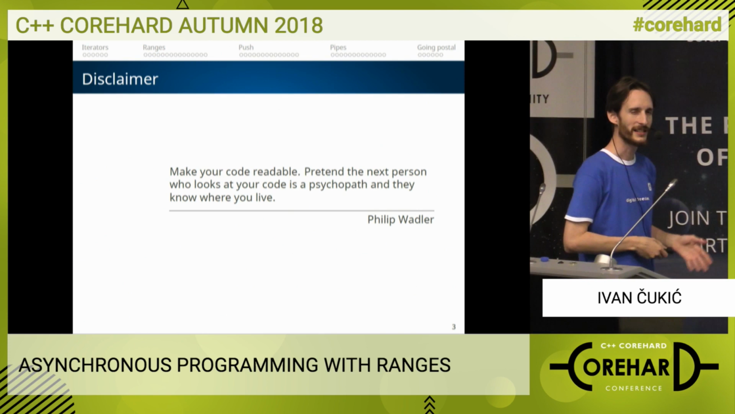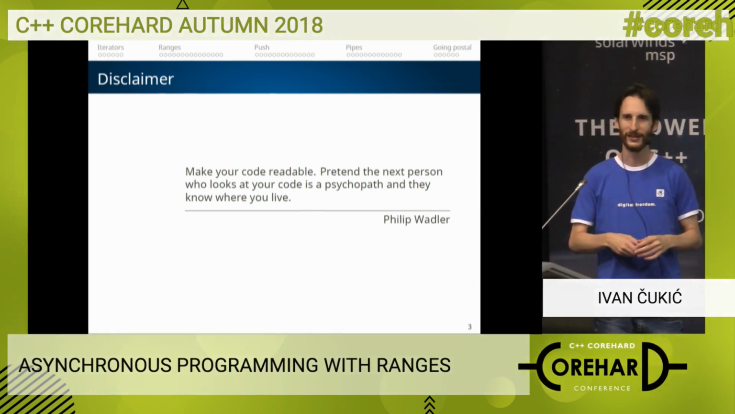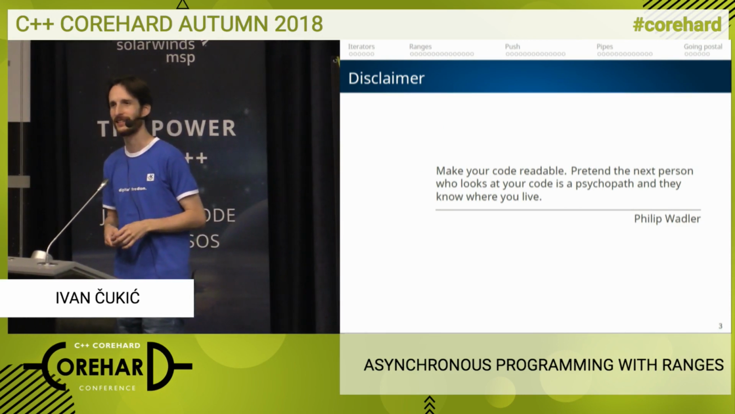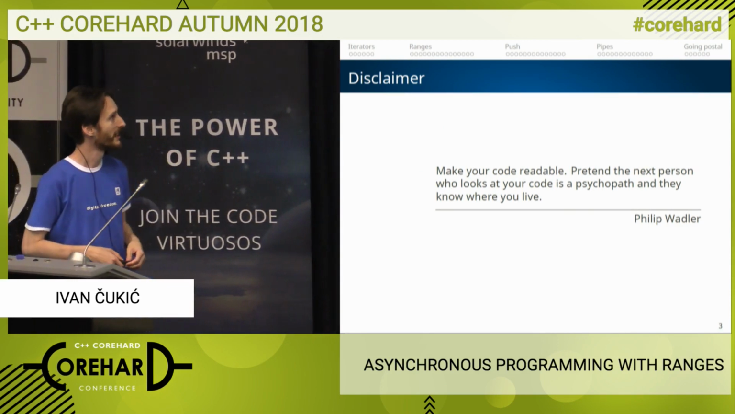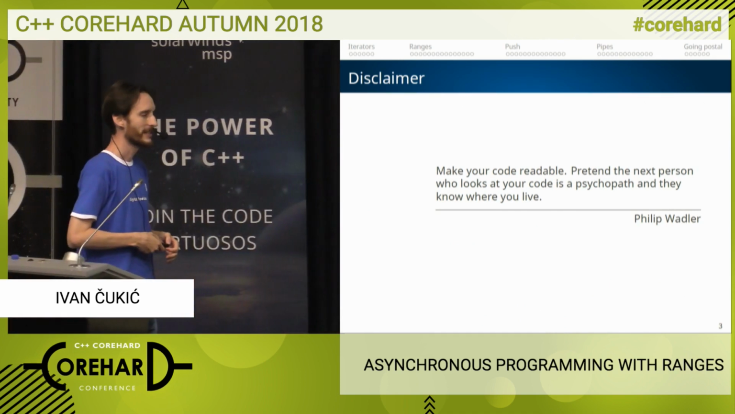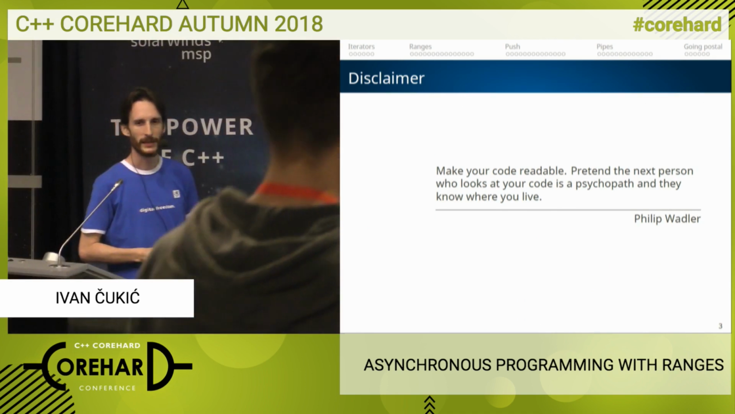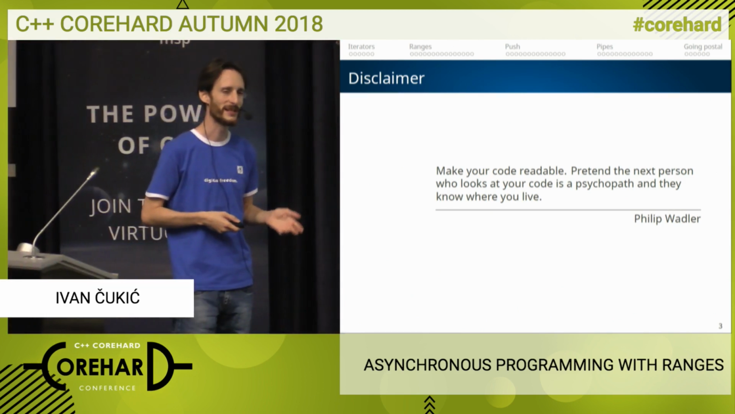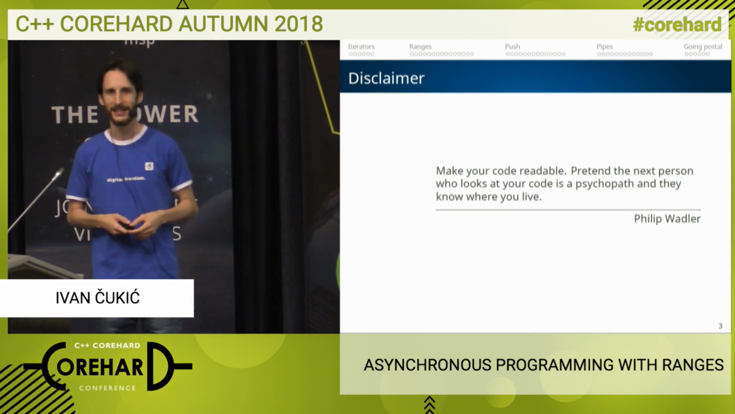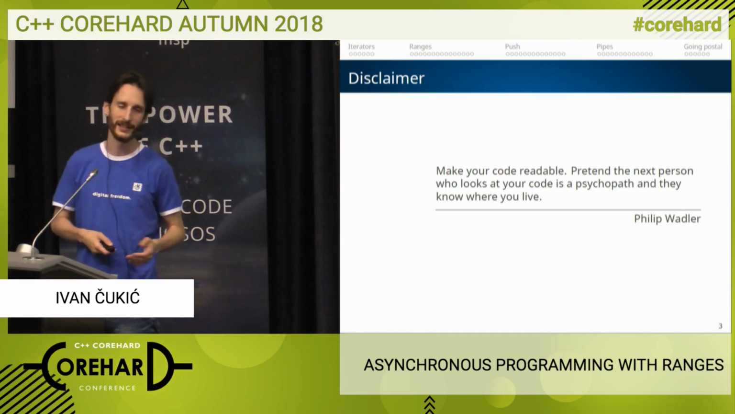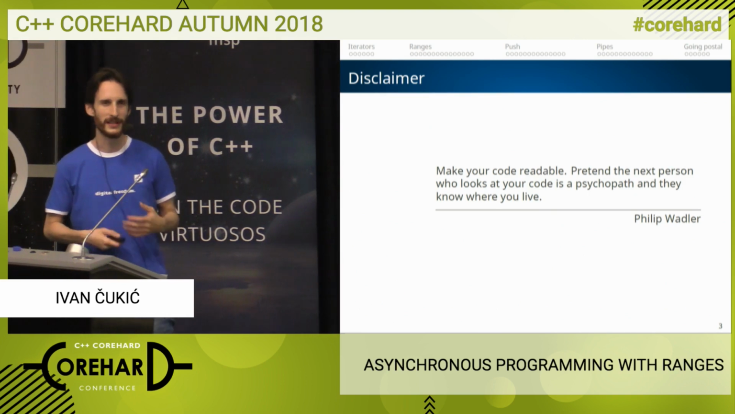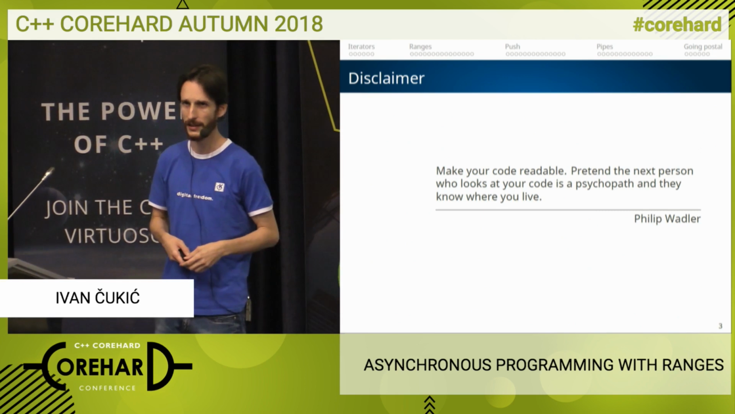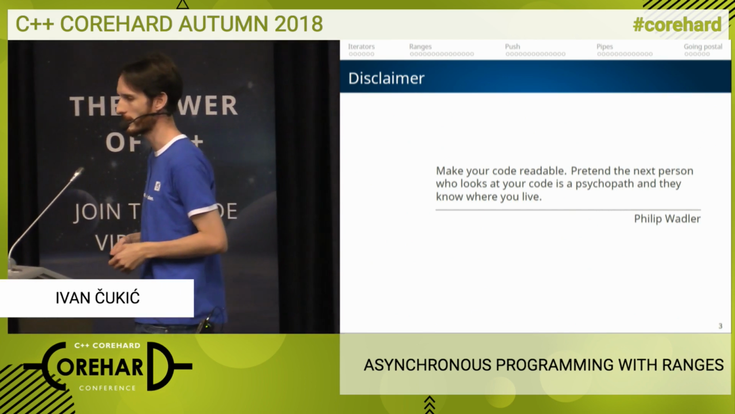So I always start all of my presentations and all the workshops and everything else with this quote by one of the greatest functional developers, Philip Wadler. He says, you should make your code readable, because I'm going to translate it. You could have some insane coworkers, and when they see ugly code that you wrote, then they might kill you. So you should always be considerate to yourself and to others, and write code that is pretty and readable and easy to understand.